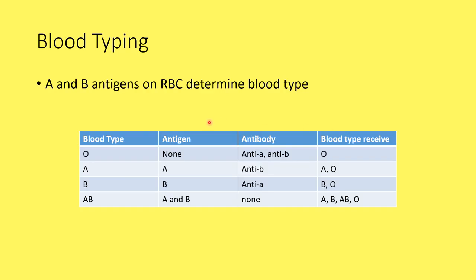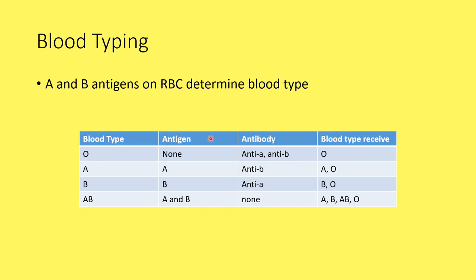The antigen is what is on your red blood cell. The antibody is a protein that is made in response usually to an antigen. Usually an antigen is something that is foreign. In this case with blood typing, the antibody, this is what is floating around in the plasma. The antigen is what is on your red blood cell. So let's look at this first.